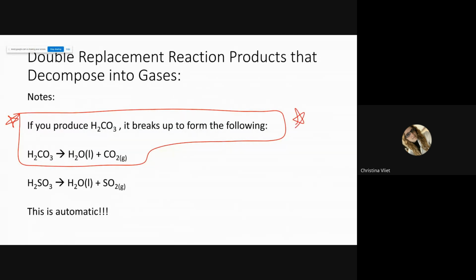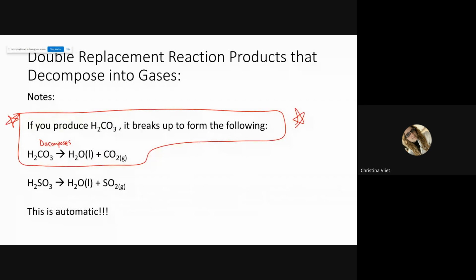If you do a double replacement reaction, and what you make out of that reaction is H2CO3, this actually fits neatly into this lesson because that is an acid, isn't it? It decomposes. It actually undergoes a decomposition itself. So when you form H2CO3, it undergoes a decomposition into water and carbon dioxide.